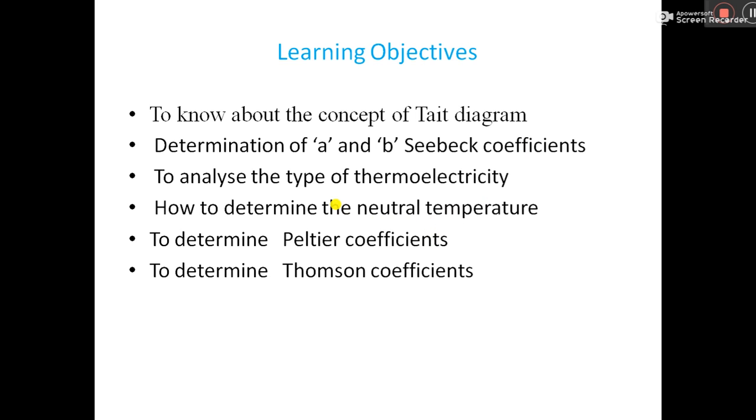Learning objectives. To know about the concept of tide diagram and determination of A and B, that is Seebeck coefficient, and to analyze the type of thermoelectricity and how to determine the neutral temperature by using tide diagram, and also to determine Peltier coefficients, to determine Thomson coefficients.